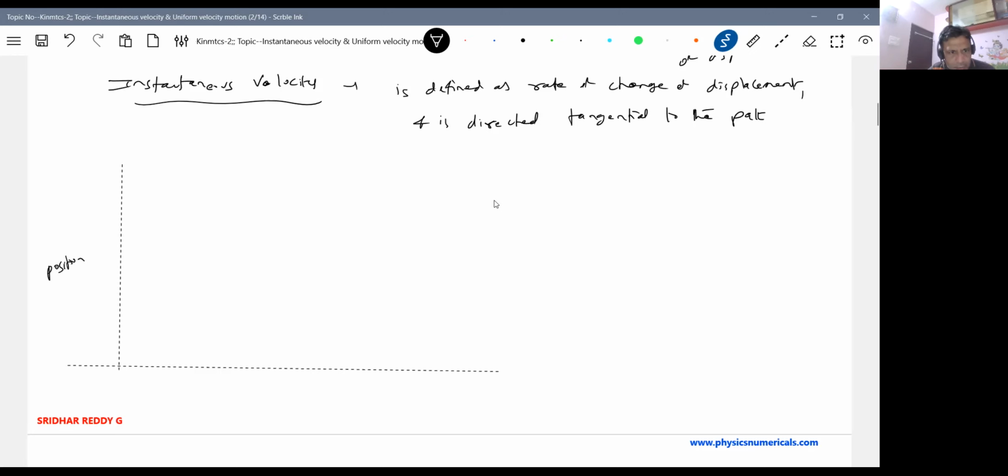Position, and this is a particle. This is a path. The particle is moving in a plane. Okay, the position versus time graph here. So I want to find out the velocity.